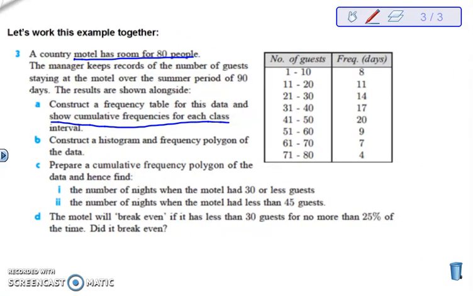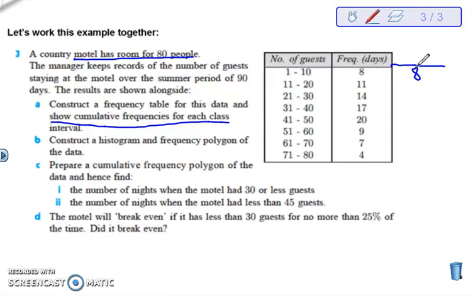Whenever you split your data into groups, those are called classes. So the classes here would be 1 through 10, 11 through 20, and so on. Since we already have the table, I'm just going to make another column over here and give my numbers. So the first one's easy.